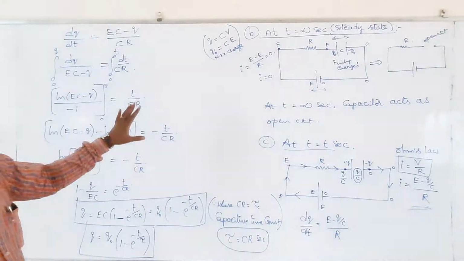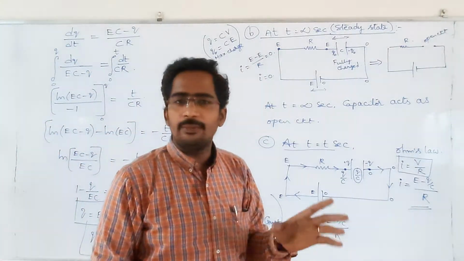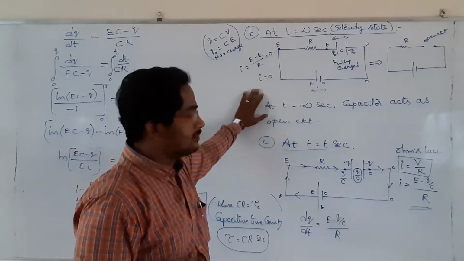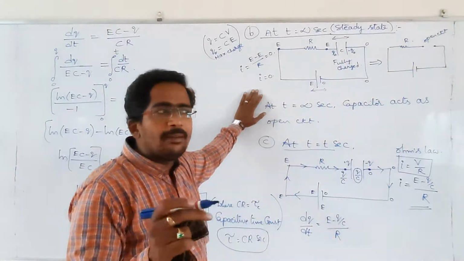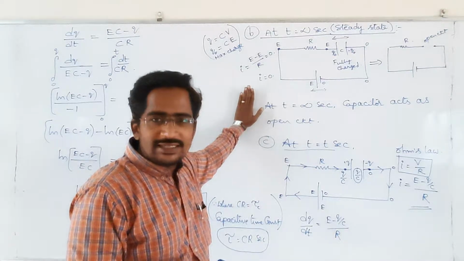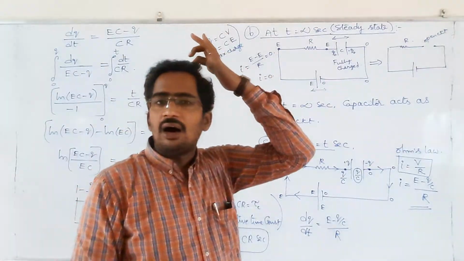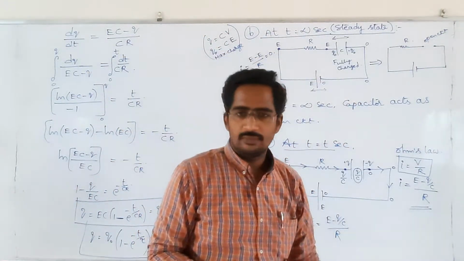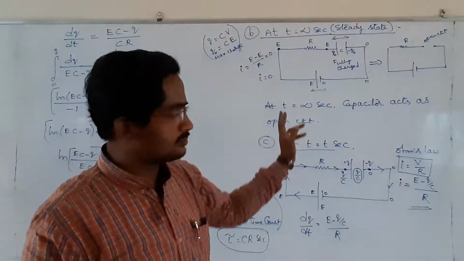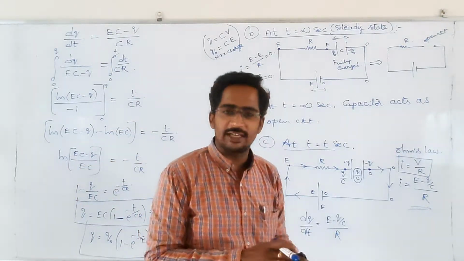After deriving the charge value at different instants, the conclusion and the main point to be remembered here is that at the instant of 0th second, the capacitor acts as a wire, and at the instant of infinity seconds, or in the steady state, or after a long time, the capacitor acts as an open circuit. This is the most important point to be remembered regarding CR circuits.